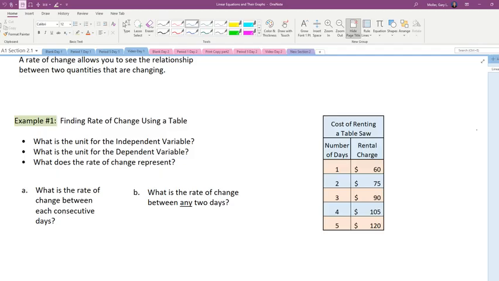So the first thing I'd like you to do is get used to really paying attention to what the units are. So the unit for the independent variable, that would be the number of days. The cost depends upon the number of days. So the independent variable is days, and the dependent variable is the dollars. More specifically, it would be the cost for renting the saw.